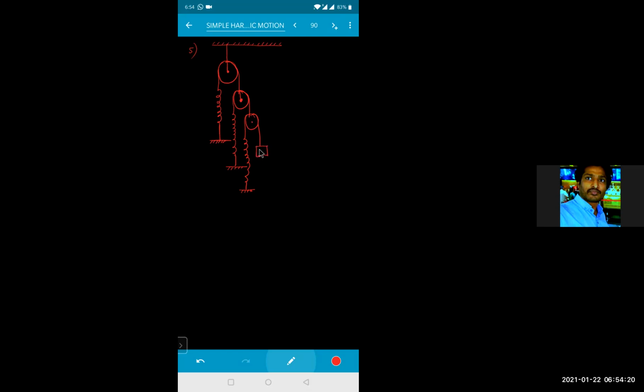One block of mass capital M. Now tell me the tension. The weight of this block is acting in the downward direction, beta. Here the tension will be equal to T, because this is only one single string. So here it will be T, and here also it will be T.